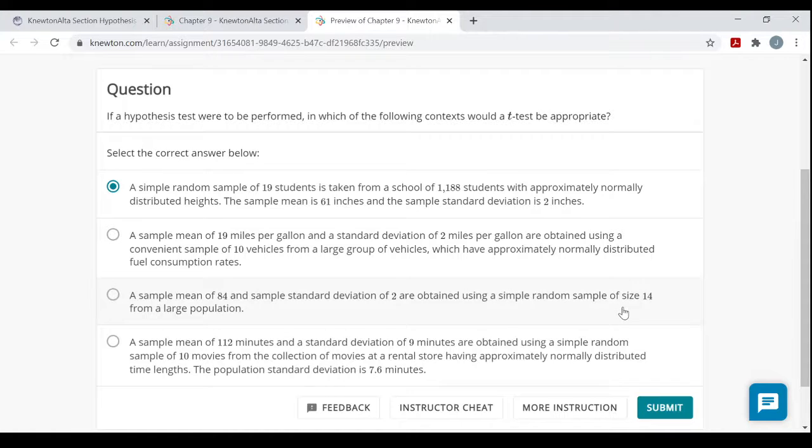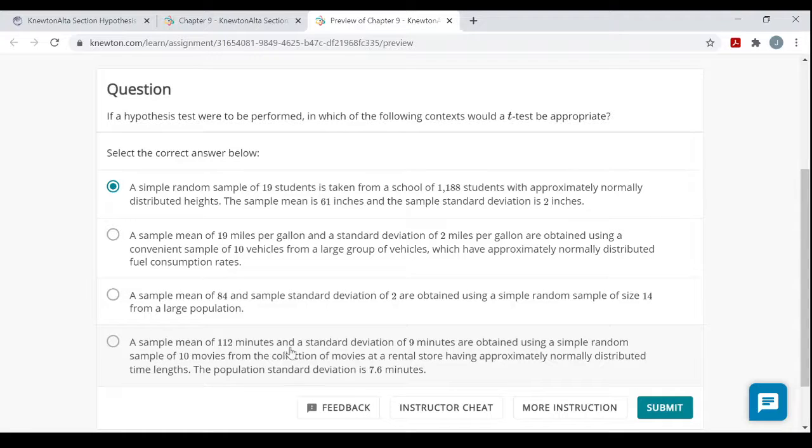That's why I would not say I'd be using a t-test here. They didn't mention the population distribution, and if that's the case, the sample size is too small for us to assume that the sample means would have a t distribution. So not that one. That's why.